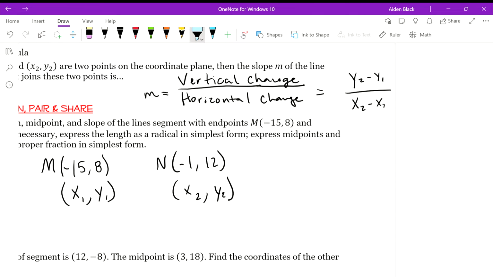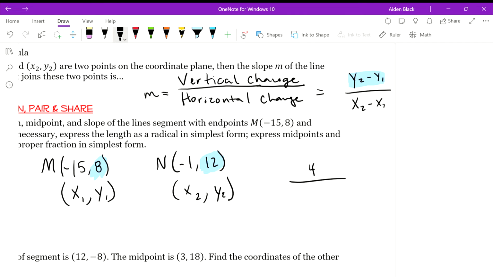So if you look, here's our vertical change, the distance between 8 and 12, which can be expressed as y2 minus y1. But we know that distance between 8 and 12 is just 4, right? We could have done 12 minus 8, we know is 4.